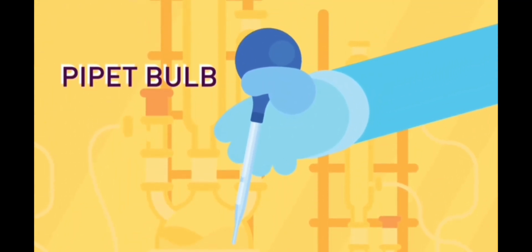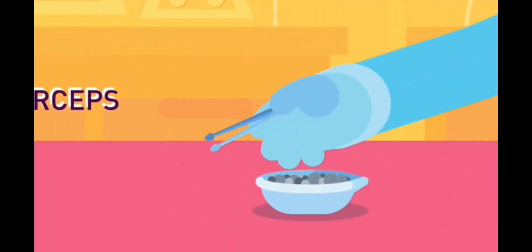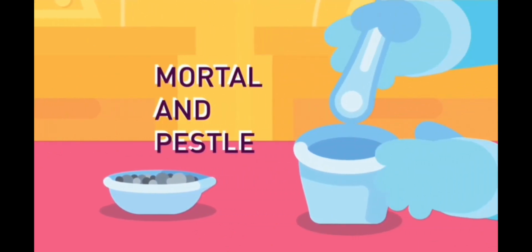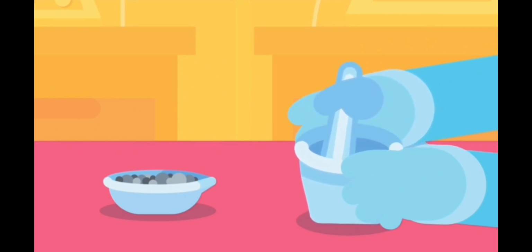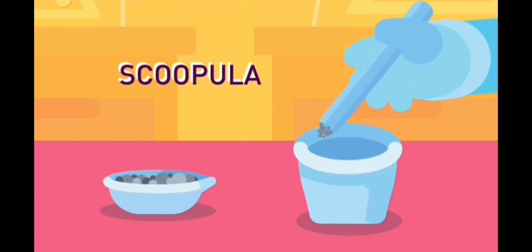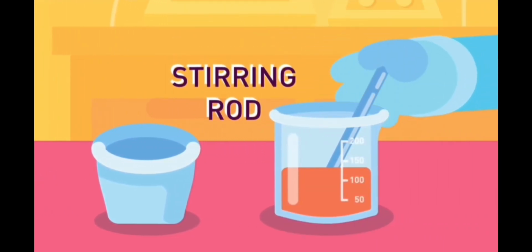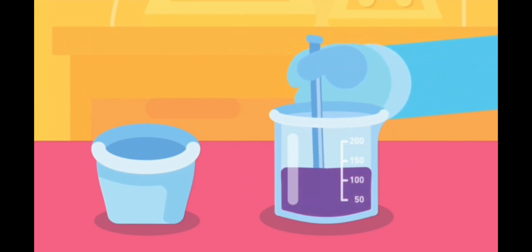Pipette bulb, a round rubber bulb used to draw liquids into a pipette. Forceps, used to pick up or hold small objects. Mortar and pestle, used to crush and grind materials. You may have seen something similar in your kitchen. Scoopula, used to transfer solids. Looks similar to a spoon. Stirring rod, used for stirring and mixing and is usually made of glass.